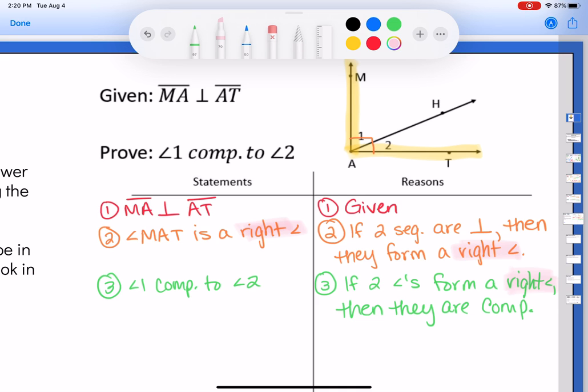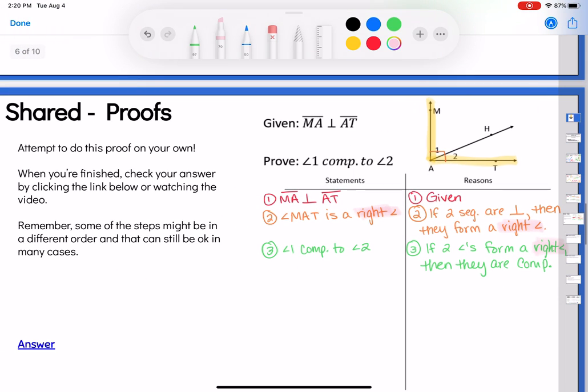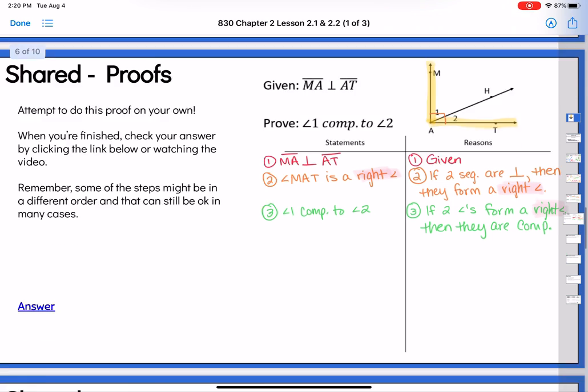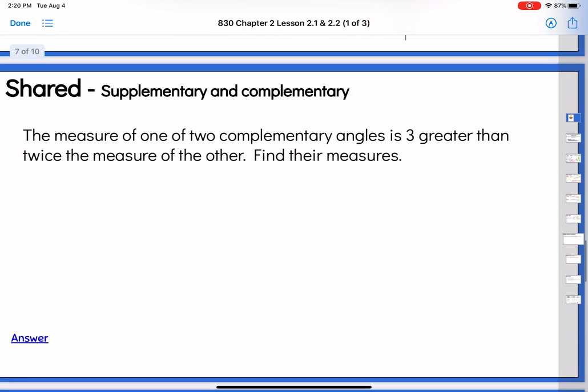Okay, so that one wasn't too bad. Hopefully you got that right. And if you didn't, hopefully you understand what went wrong and you're fixing things up and tweaking as you go. All right, so those proofs seem to be pretty straightforward because they're theorems and definitions that you've heard before.